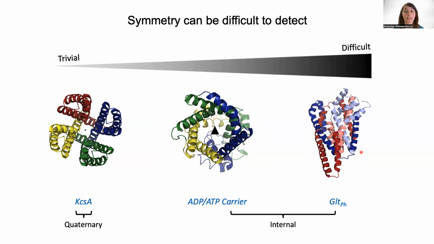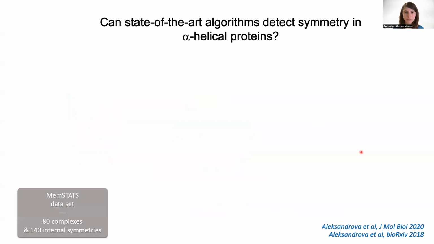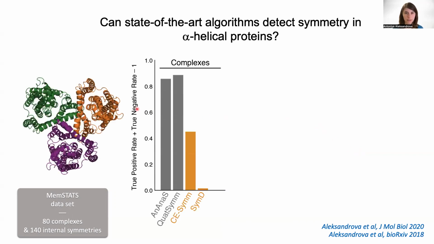So can existing methods detect membrane protein symmetries? To answer this question, we built a benchmark dataset called MemSTATS, which consists of 80 complexes and 140 internal symmetries with different folds. And we proceeded to test the most popular symmetry detection algorithms on it. When considering quaternary symmetries, that is, the symmetries between complex chains, we see that many quaternary symmetries are readily detected, especially by tools that are designed specifically for quaternary symmetries, such as ANANAS or QuatSym, which is the one used in the PDB.